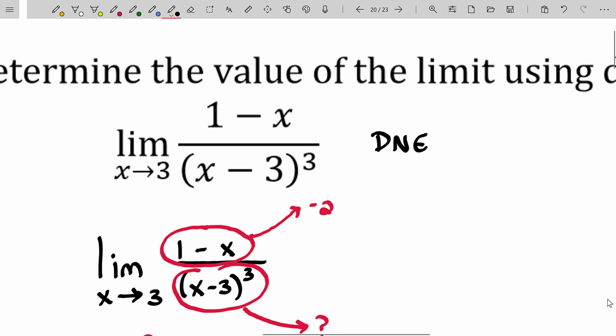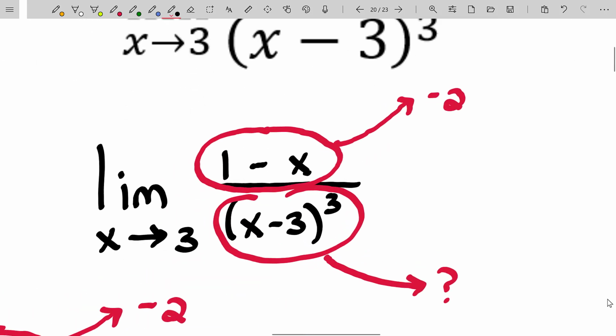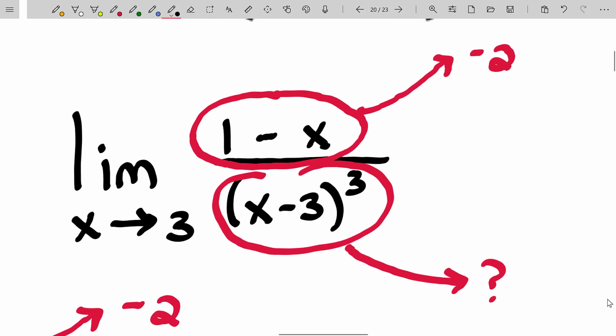Now, a lot of students will ask, how do I know when to split into checking left and right-hand limits, and when can I just barrel forward and not check them? Well, I knew I had to check left and right-hand limits at this step right here, because as x approaches 3, this denominator tends to 0, totally true. However, it could be negative or positive, right? I don't know what side of 0 it's approaching. And when you cube it, it still could be negative or positive.